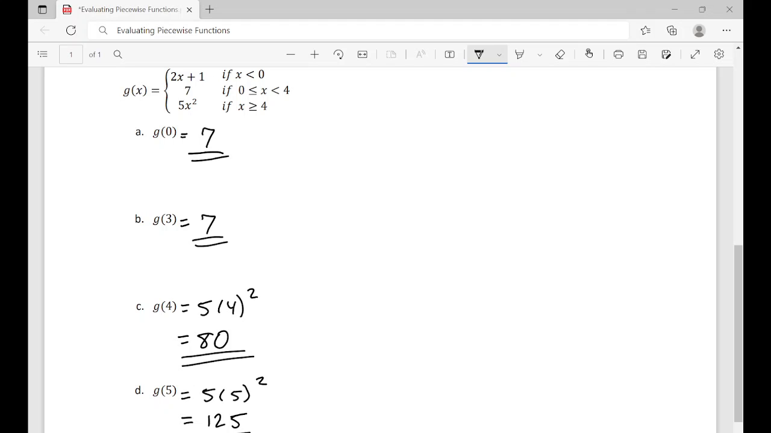Now you can see from here, we didn't use the first one, and that's okay. You don't have to use all of them. You just use what's given to you. If that means one equation is not used, then you just skip it.